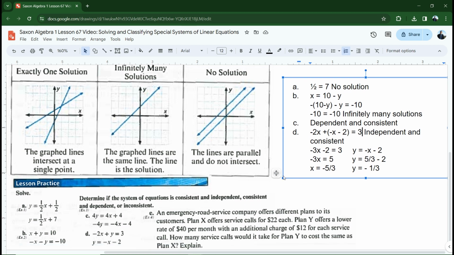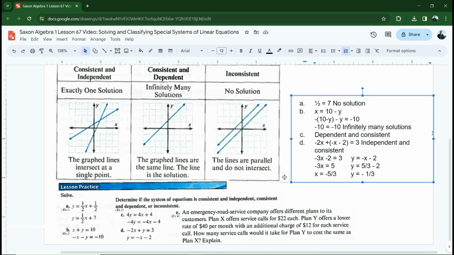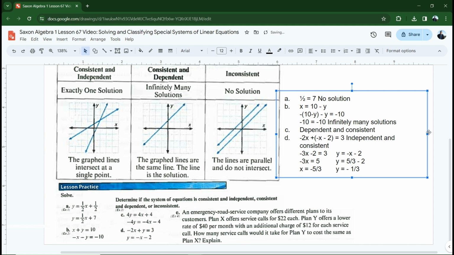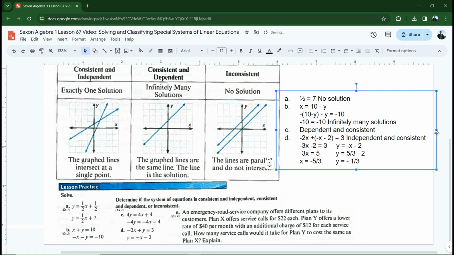Letter E. An emergency road service company offers different plans to its customers. Plan X offers service calls of $22 each. Plan Y offers a lower rate per month with an additional charge of $12 for each service call. How many service calls would it take for Plan Y to cost the same as Plan X?